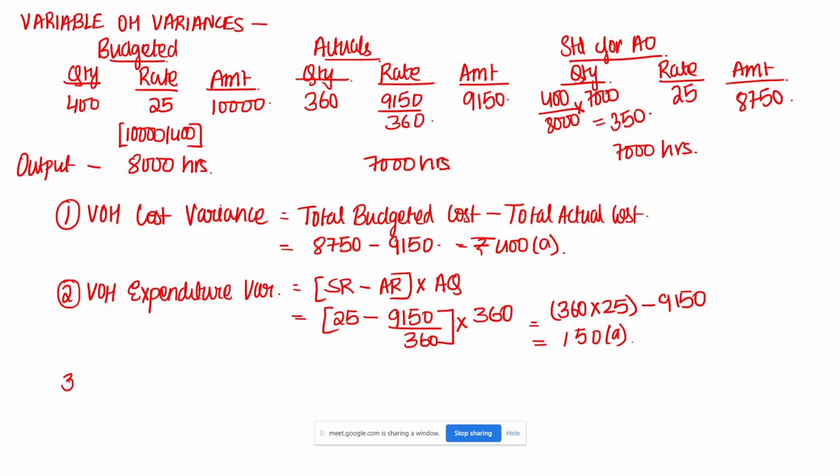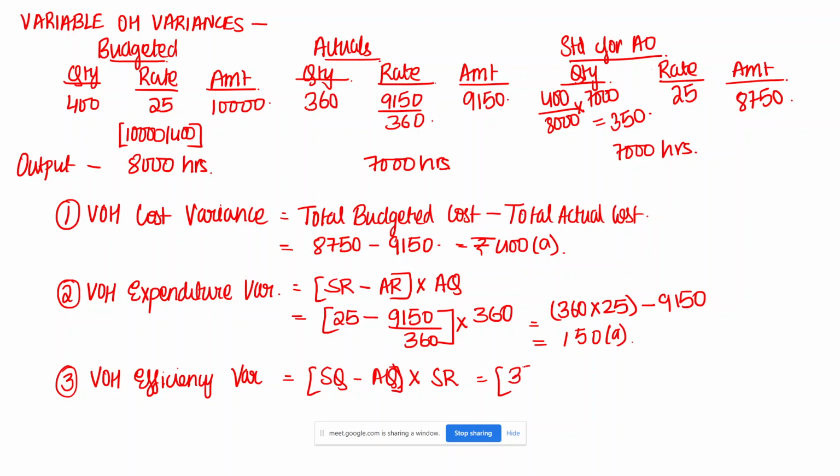Next, third, variable overhead efficiency variance. That is equal to your standard quantity minus the actual quantity into the standard rate. Same formulas. So that would be 350 minus 360 into 25. So that is equal to 250 adverse.